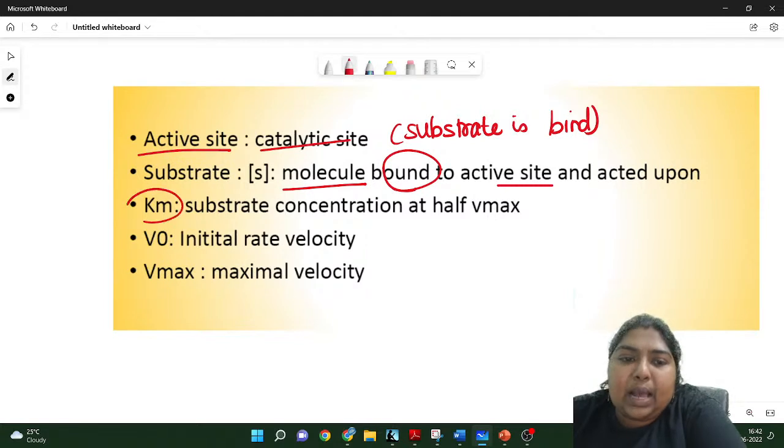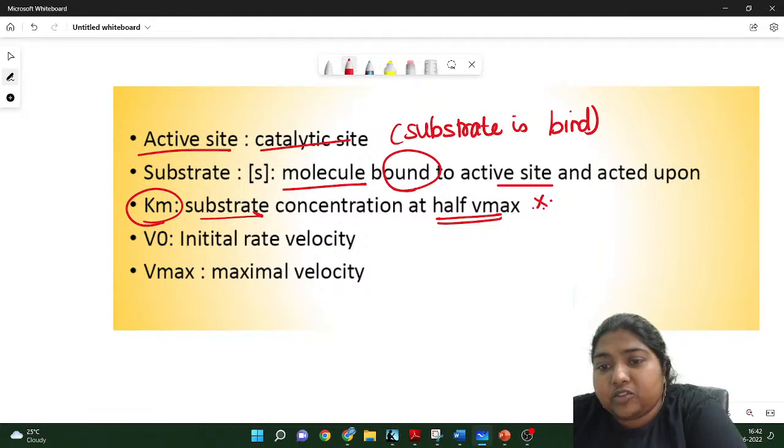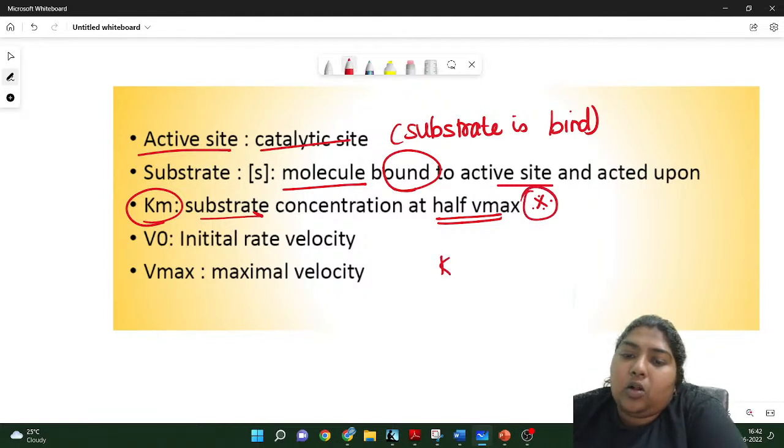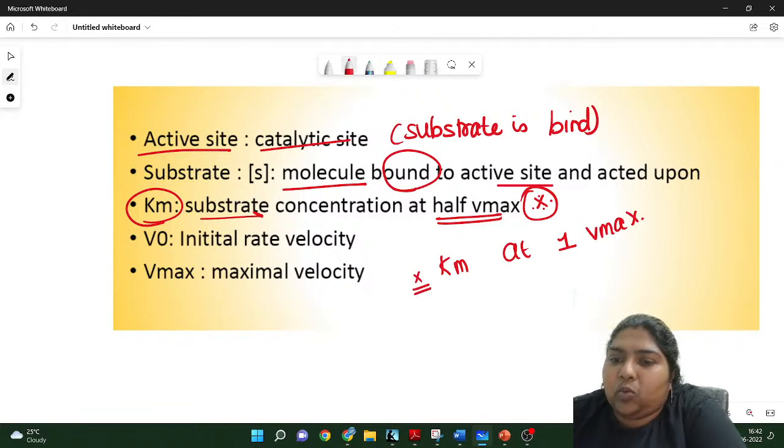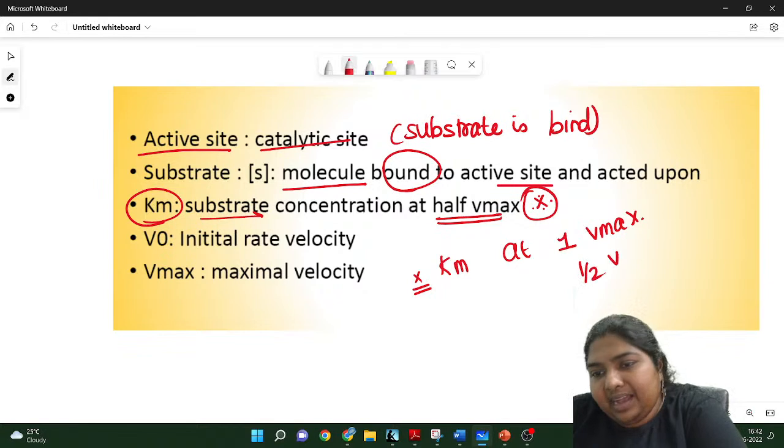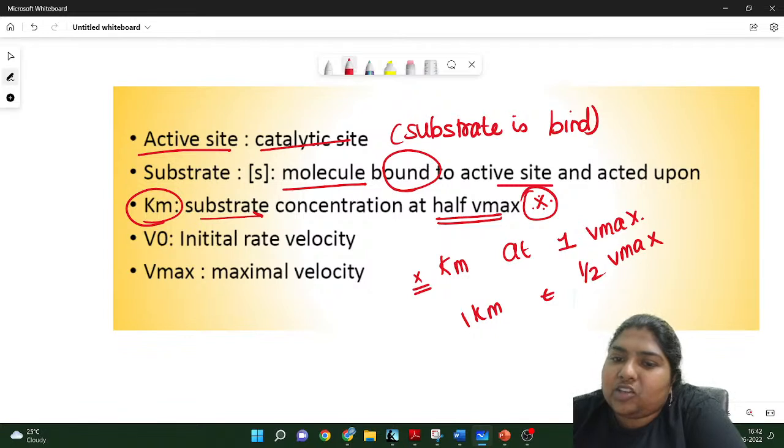So what is the Km? Km is the substrate concentration at half Vmax. Many times this also comes in your examination. So at 1 Vmax, what should be the Km? Half Vmax is 1 Km. So 1 Vmax should be 2 Km. Got it? This is how you have to find out the answer.